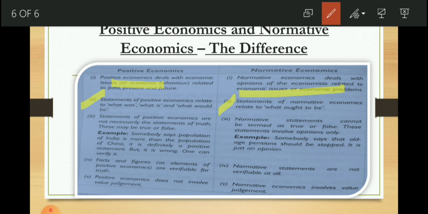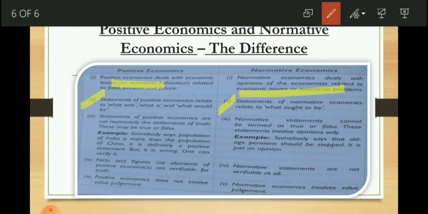The statements of positive economics are not necessarily statements of truth. They may be true or false. As already discussed, these are only statements. We cannot say that all positive statements are true. We need to verify them with the help of facts and figures. For example, somebody says the population of India is more than the population of China. It is definitely a positive statement, but it is wrong.